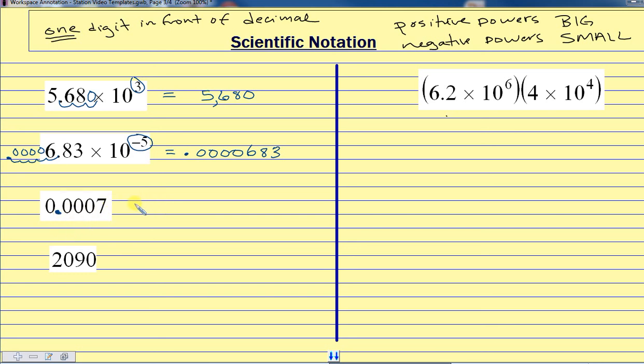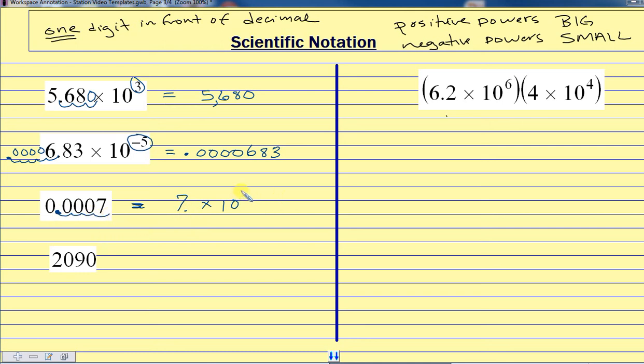Now remember, in order to be scientific notation, I need one number, 1, 2, 3, 4, 5, 6, 7, 8, or 9, in front of the decimal. So this would have to be a 7. That's the only number here. And the decimal would have to go after it. So I can have 7.0 or just plain old 7 times 10 to the, well, how far did I have to move my decimal in order to get it here? I had to move it 1, 2, 3, 4 places.